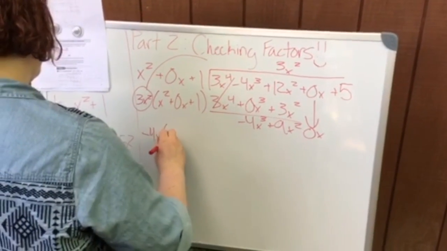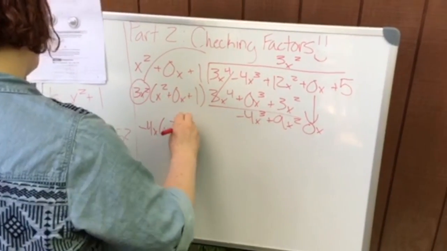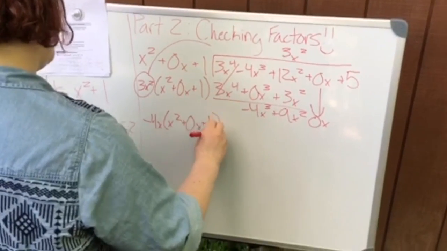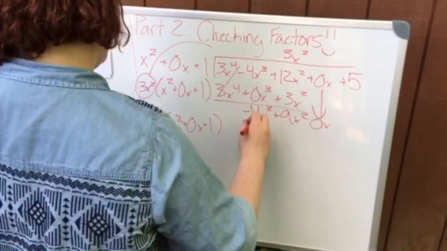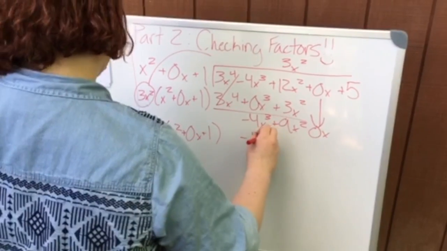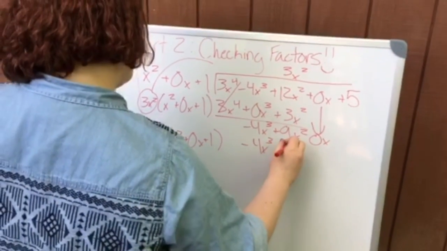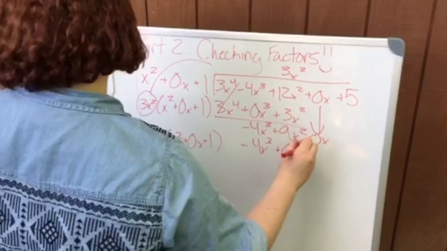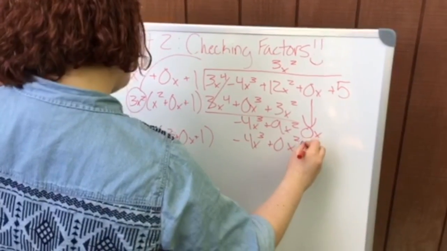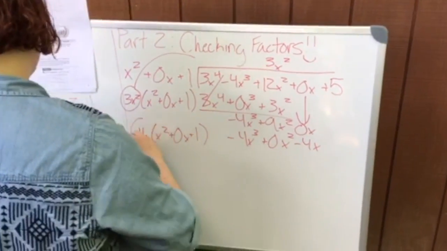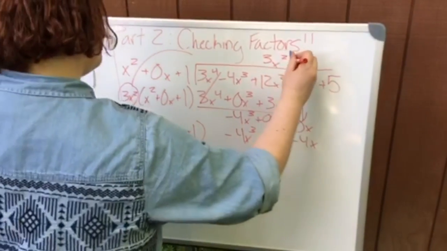And then you would repeat the same step by multiplying that problem by negative 4x, so that it would match up to negative 4x to the third to cancel it out. And then you would follow the same steps until you get to your answer to whether or not x squared plus 0x plus 1 would be a factor.